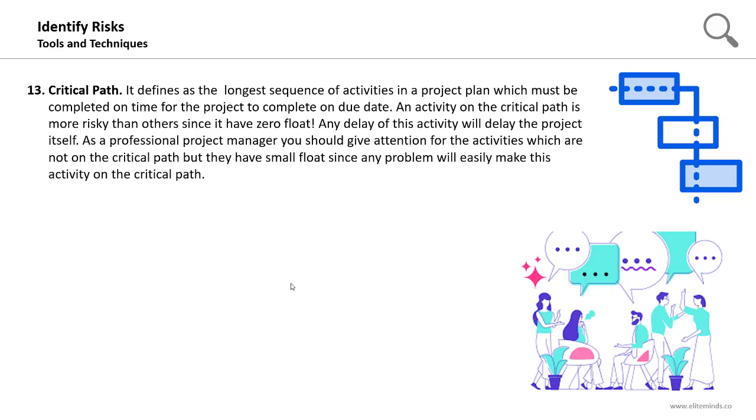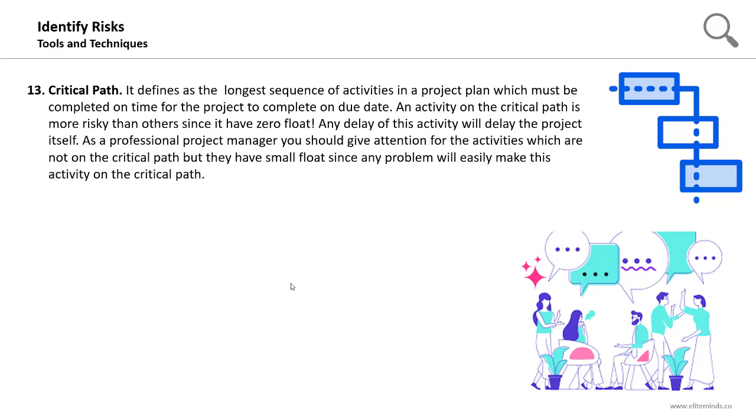Now, why is it a potential source of risk? Because any activity on the critical path is more risky than others since it has zero float. Float is the buffer each activity can have. For example, if activity A has a float of 7 days, that means that even if activity A was delayed by 6 days, for example, this will not impact anything in the project. This is the float. All the activities located on the critical path have zero float. This is why they are risky. Any delay of these activities will delay the project itself.